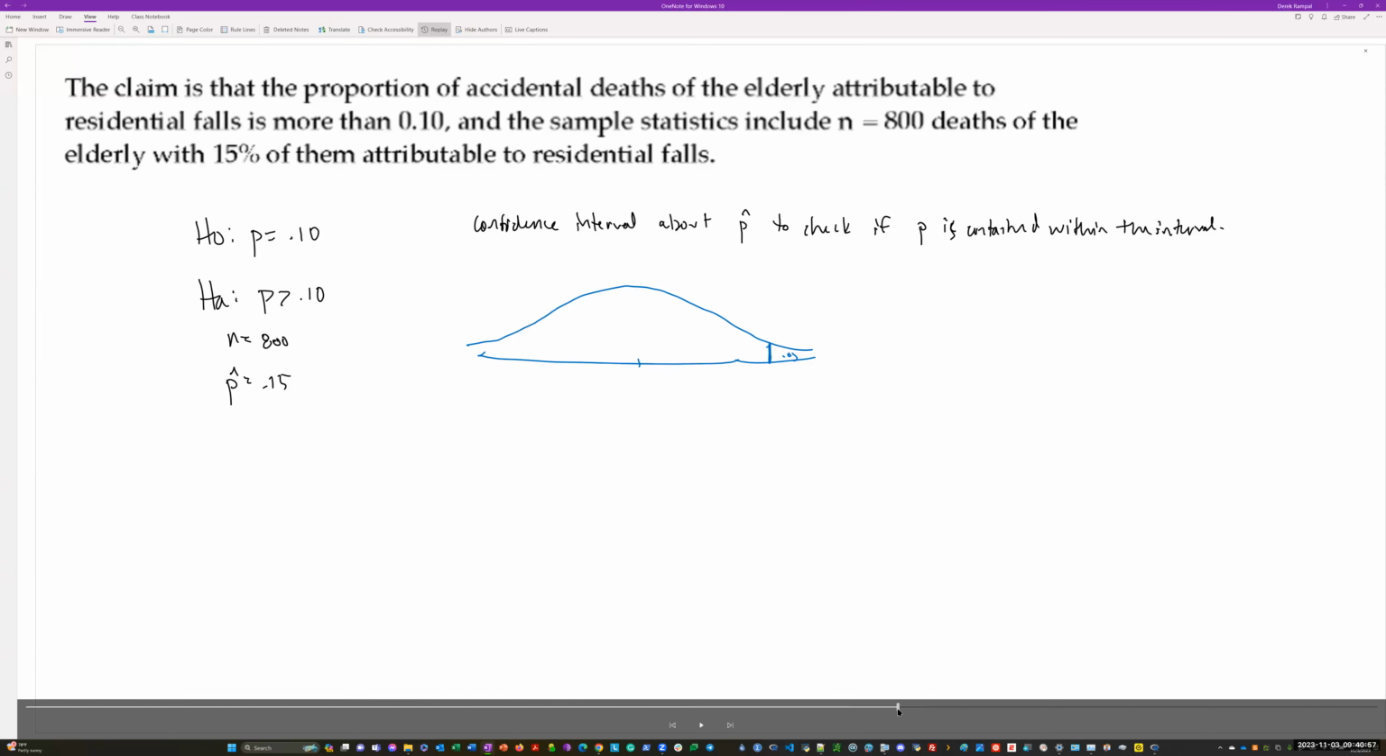All right, so now we're going to create a confidence interval about p hat to check if p is contained within the interval. Does that make sense? So we construct a confidence interval about p hat, right? The only problem is that you must construct the right size confidence interval. If you do not, you're not matching up with the significance level from the previous test, right? Again, every time it doesn't tell you a significance level, you must assume it's 5%.